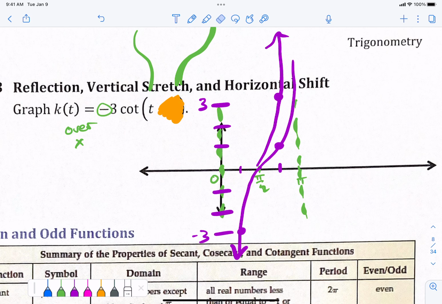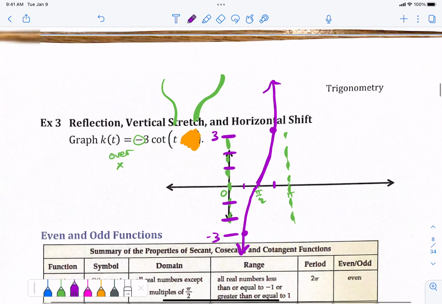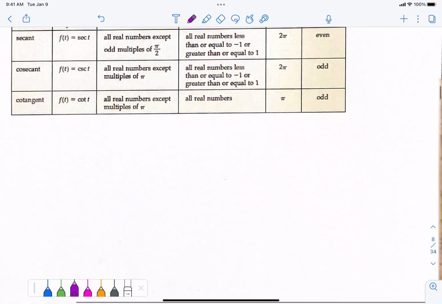So, not this one. I'm going to get rid of him. But he will be this one right here. Got it? So, almost straight up and down. That's what that 3 in front of the cotangent does. It changes his amplitude. Okay, got it? All right. Good, good. Okay.